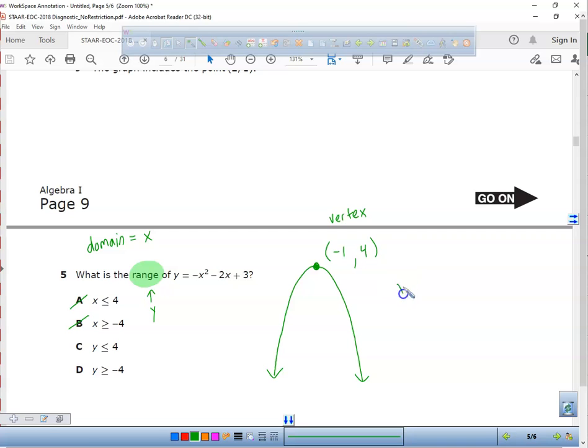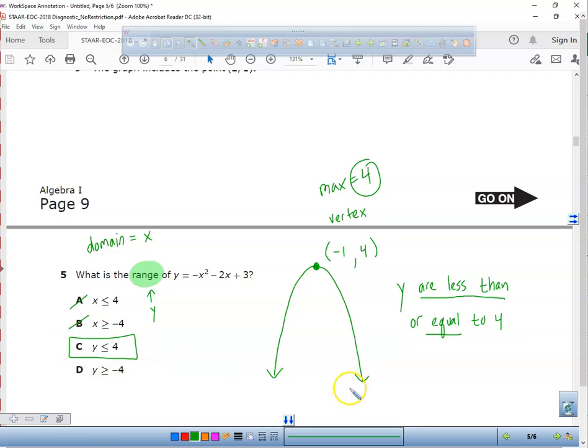Are the y values getting bigger or smaller? So the y values are what? Less than or equal to? What's the biggest value that they get? What's as high as it gets? What's its maximum? 4. That's as high as it gets. So they're less than or equal to 4. That's why this is the answer.